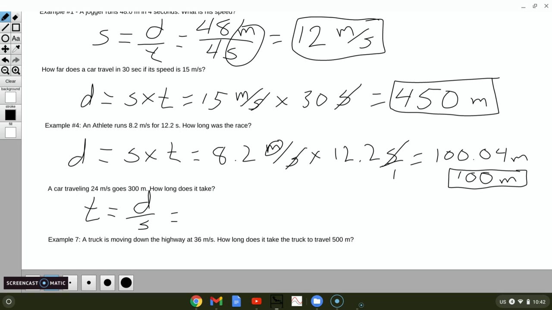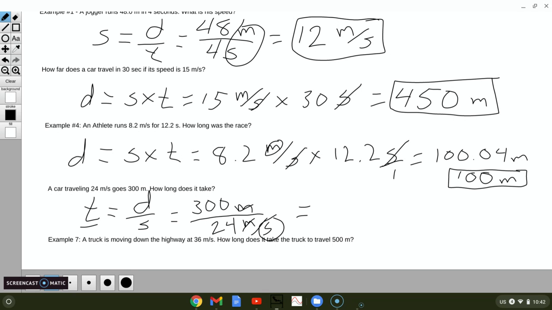Now, what is my distance? My distance is 300 meters. How do I know that? 300 meters is a distance. So it's 300 meters divided by my speed, 24 meters per second. Watch what happens to my units here. This is really nice. I have meters on top and meters on the bottom. Slash die, slash die. What's left alive? Just seconds. And seconds are a time, so that works out really nice.